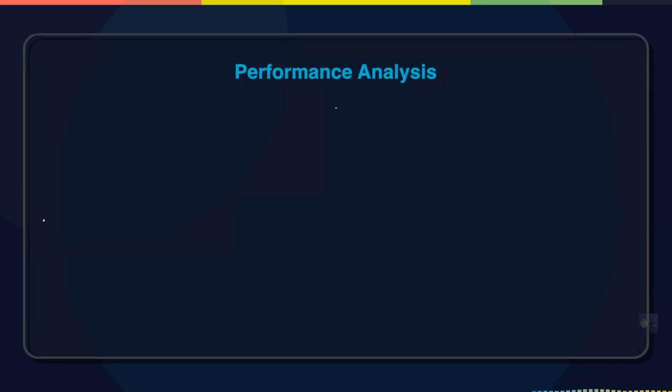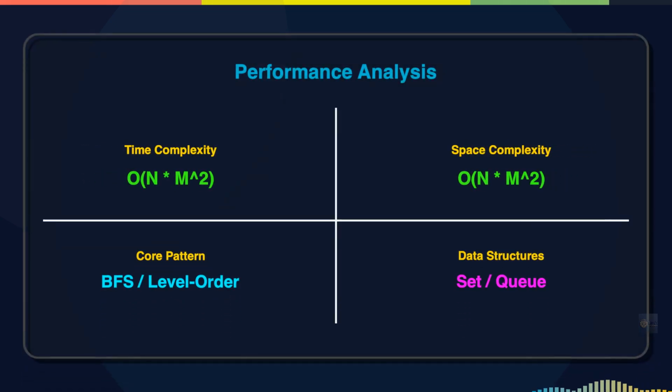For complexity, the time complexity is O(n times m squared). We process each word once, and for each word, we perform m squared work to generate all possible variations. The space complexity is also O(n times m squared), to store our word set and the queue. And that is word ladder, mastered.